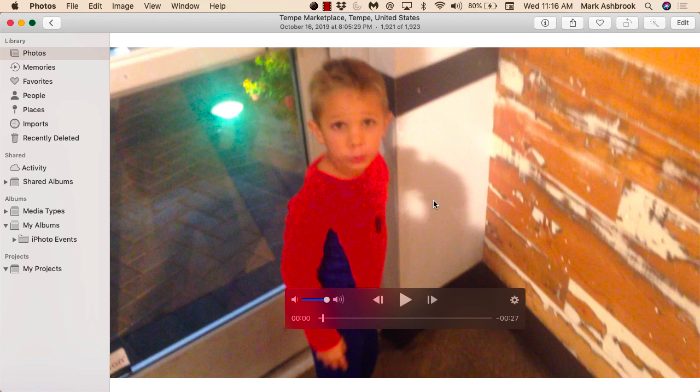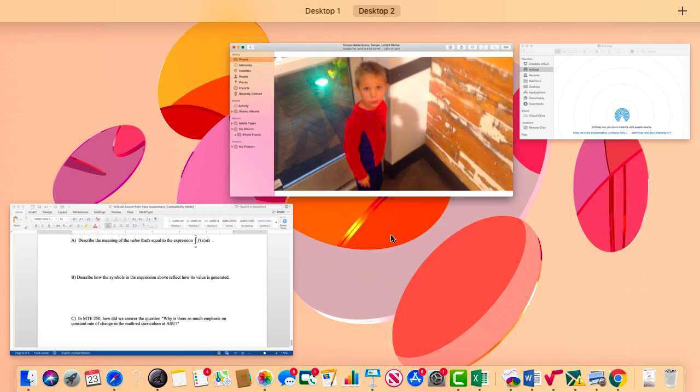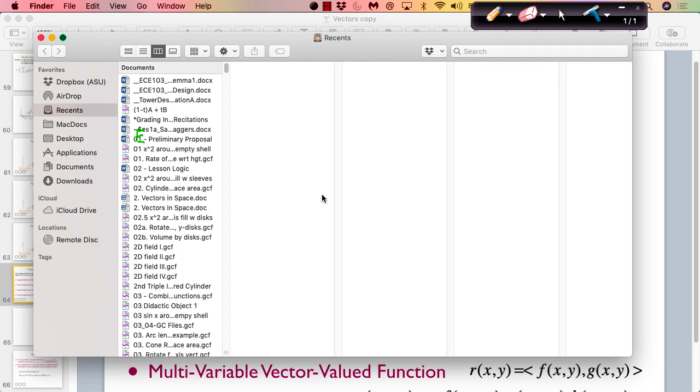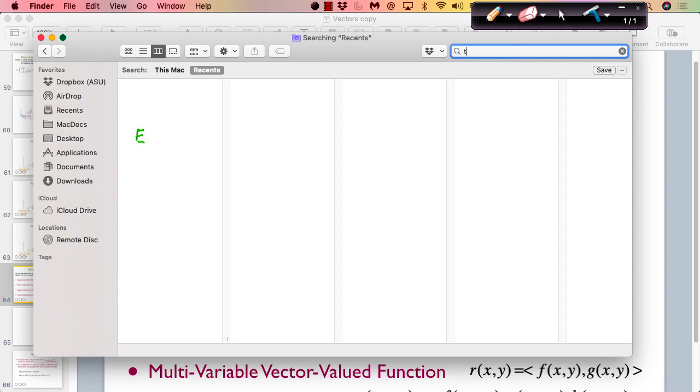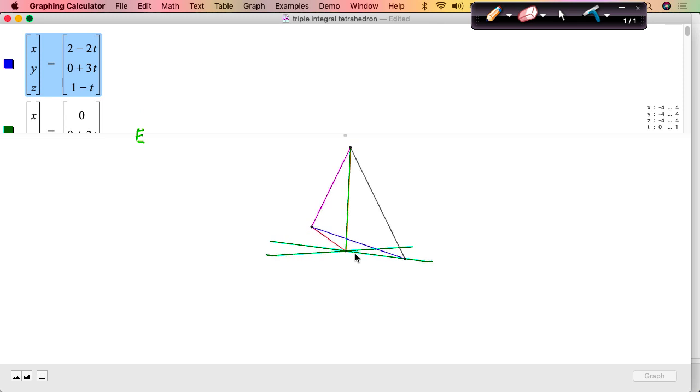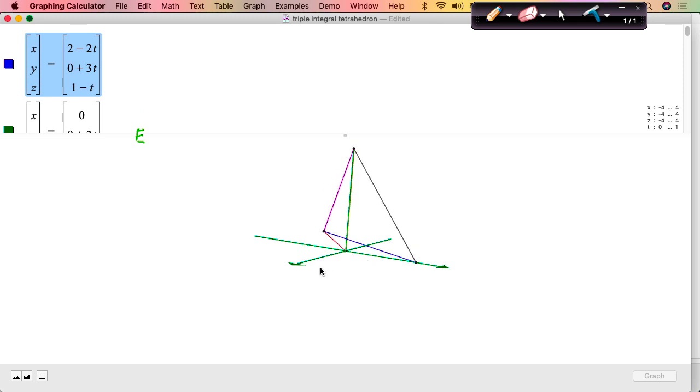Okay, get back to work. Okay. Here we go. Let's see here. We need this. Okay. So I've got a tetrahedron here. Let's give it a spin.